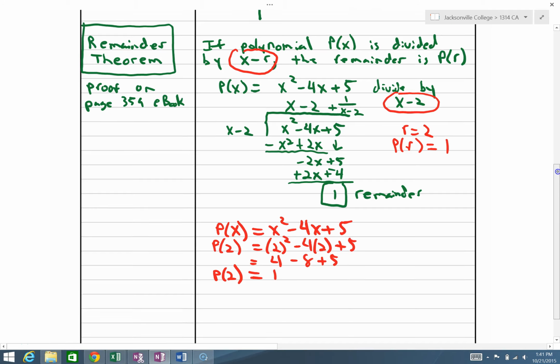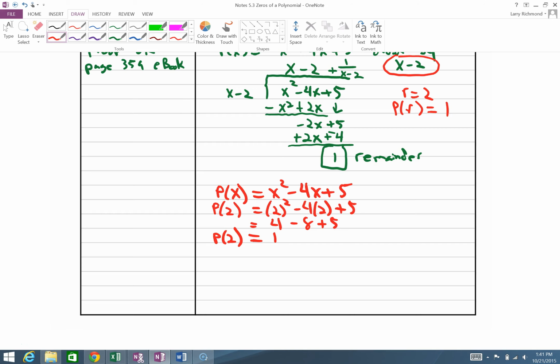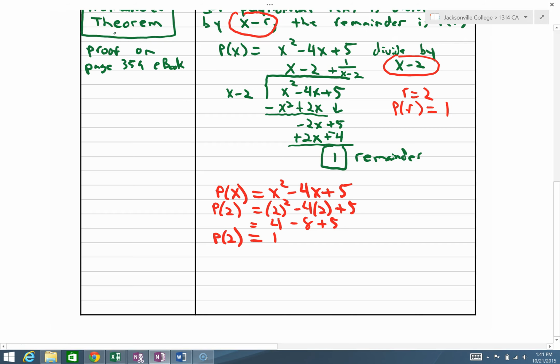Well, why is that significant? It is significant for this next theorem, which is really a corollary, an outcome of the previous one, the factor theorem for polynomials. Here's the big one. Factor theorem. THM in math is an abbreviation for theorem. Factor theorem for polynomials.